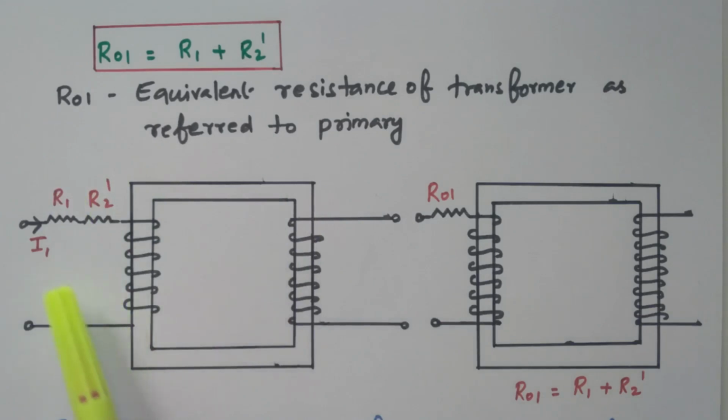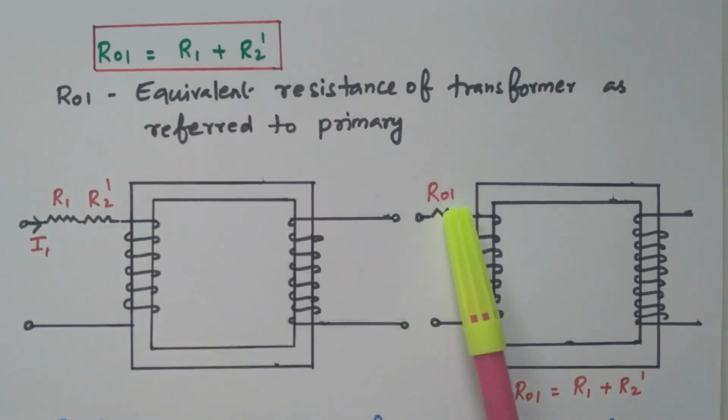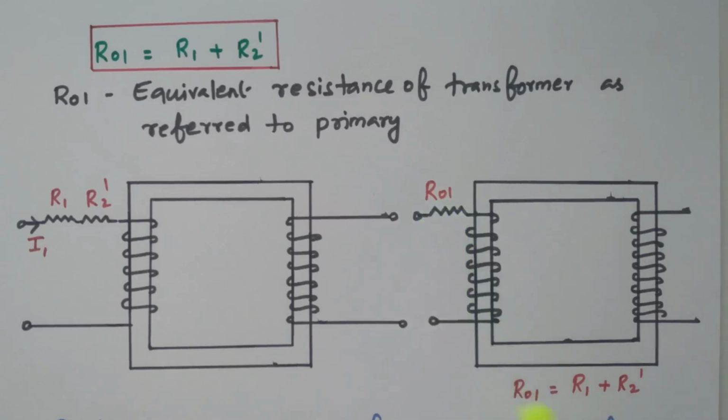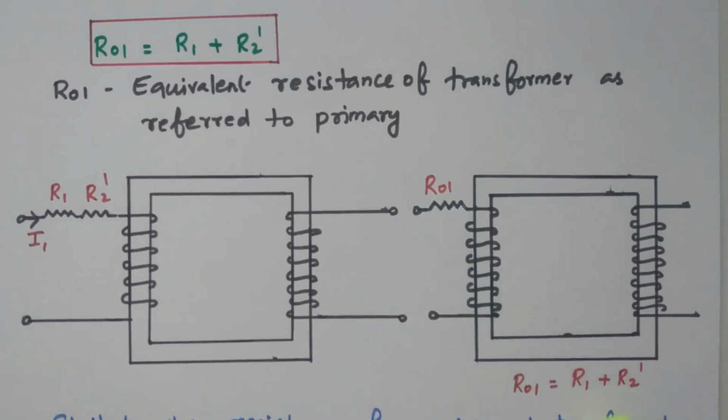See, refer to the diagram. R1 is the primary winding resistance. R2 dash is the secondary winding resistance transferred to the primary. Both are connected in series, so they are added together. That is nothing but R01. So R01 equals R1 plus R2 dash. Now the resistor is transferred to the primary, so any calculation will be easier. We only have R01, that is equal to R1 plus R2 dash. So that it is transferred.